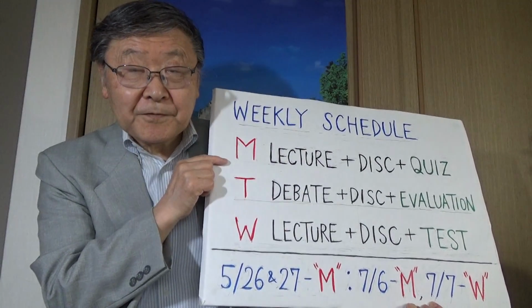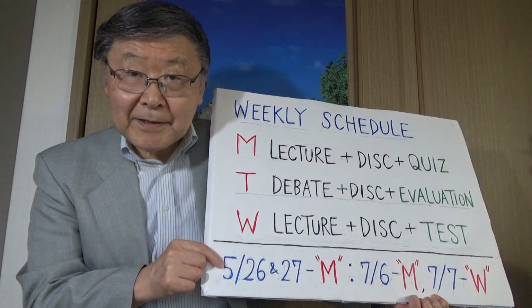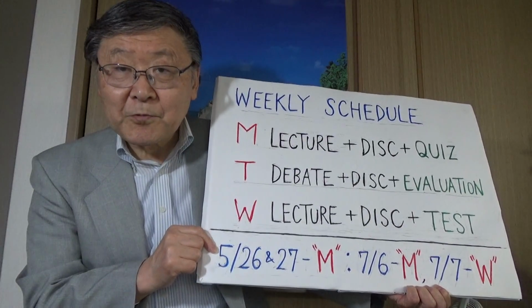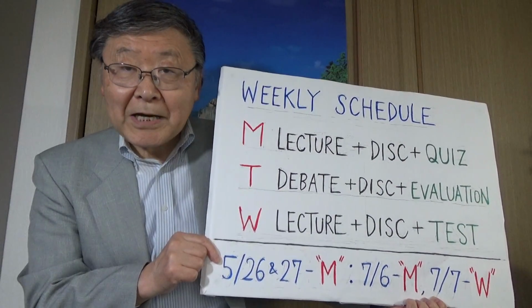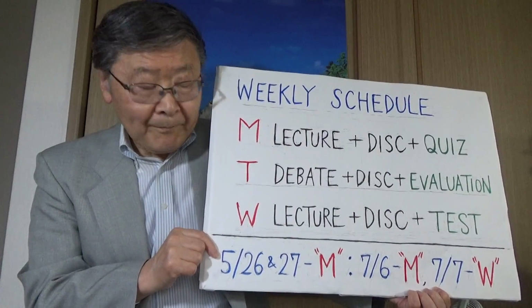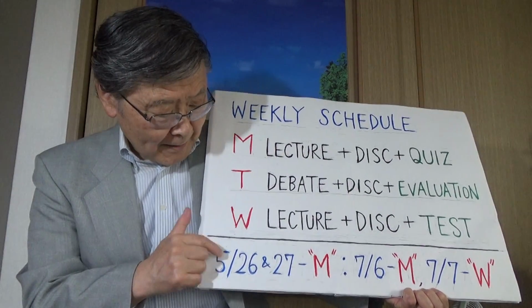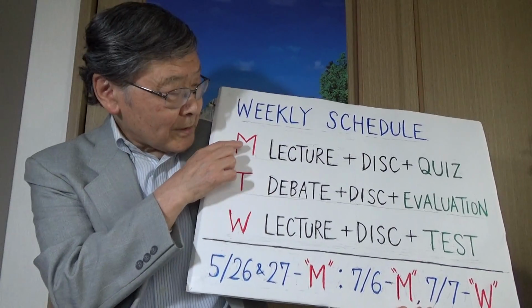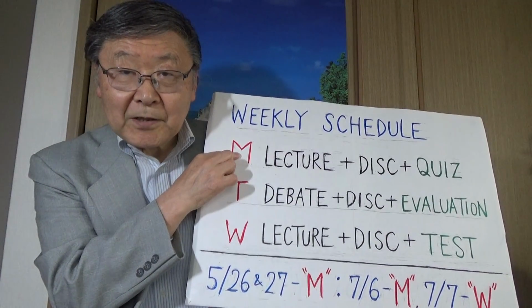This is from June 1st through July 1st. But how about the month of May? That's 26th on Tuesday and 27th on Wednesday. Well, on these 2 days, we'll have some introduction to look at the East Asian economies in general. And there's no weekly test, but there will be 2 quizzes. So essentially, these 2 days follow Monday's schedule: lecture, discussions, and quiz.